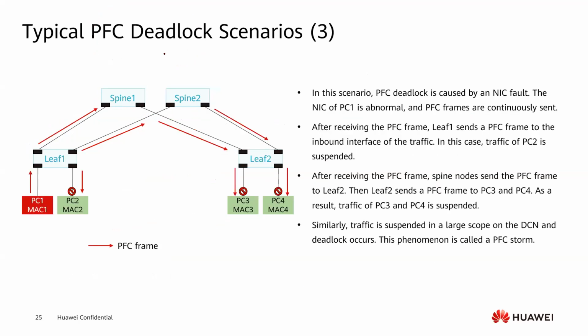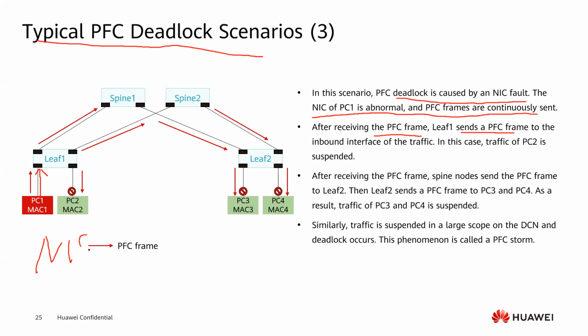Okay, let's see another typical PFC deadlock scenario. In this scenario, PFC deadlock is caused by NIC fault. The NIC of PC1 is abnormal and PFC frames are continuously sent. After receiving the PFC frame, leaf1 sends a PFC frame to the inbound interface. Because the NIC of PC1 has a fault, it will always send error packets.